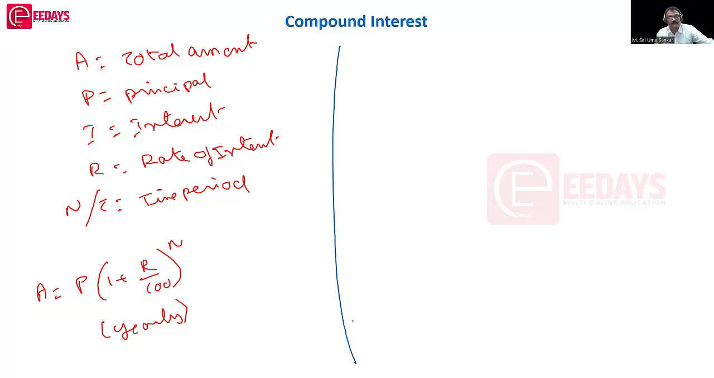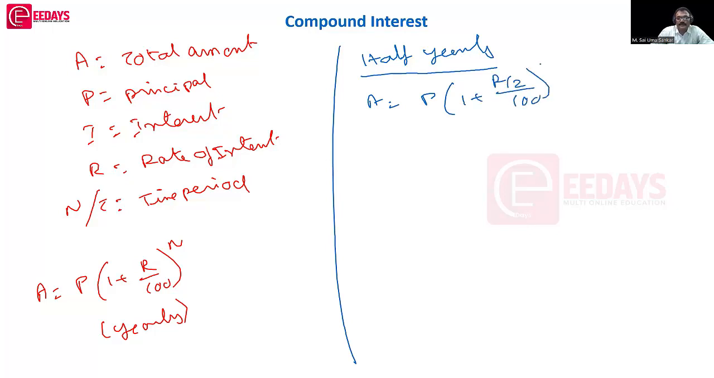Now, suppose interest being calculated half yearly, quarterly, or etc. Okay, suppose half yearly. Then what happened here? In this case, if you want to calculate interest half yearly, then total amount is equal to P into 1 plus R by 2 by 100 whole to the power of 2n or 2t. Per year, how many half years are there? 2 half years. That's why you divide this R with 2 and multiply time span with 2.